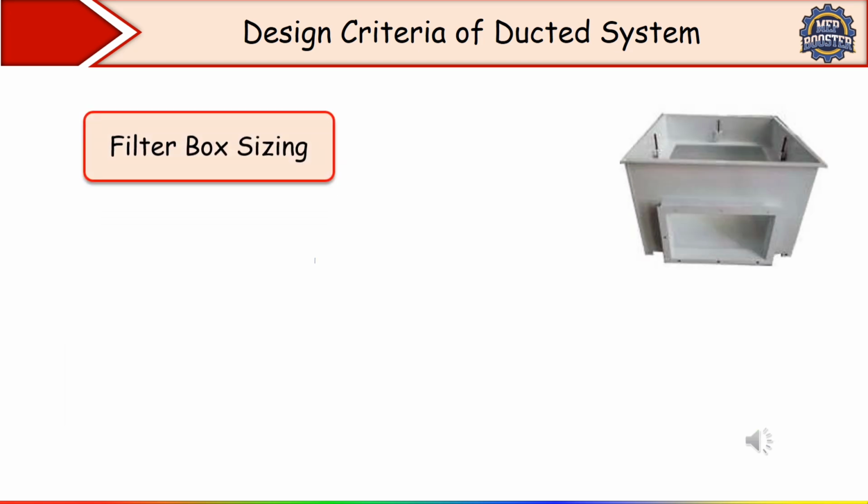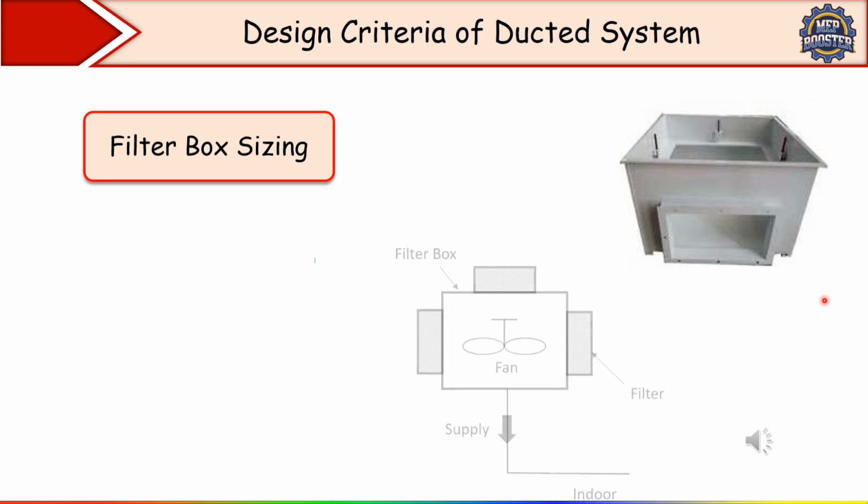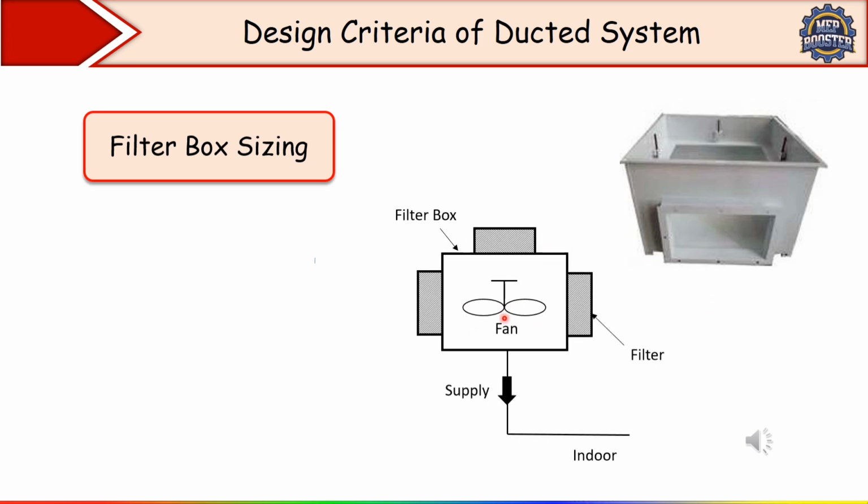Now the next topic is filter box sizing. First of all, tell me why we are using a filter box. What is the main purpose of using a filter box? Remember, as I told you, if you have exhaust air from the basement, we have to supply fresh air also. When you intake the fresh air, you cannot directly intake fresh air into the basement.